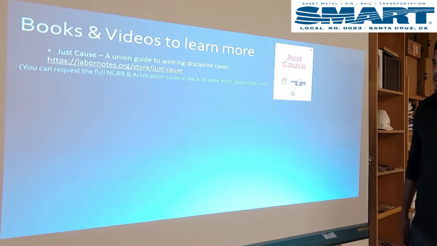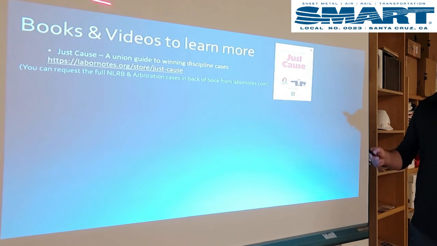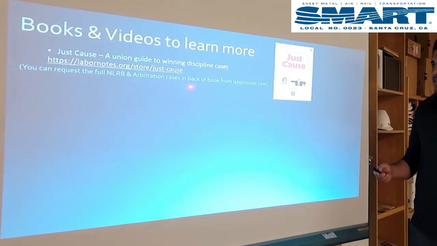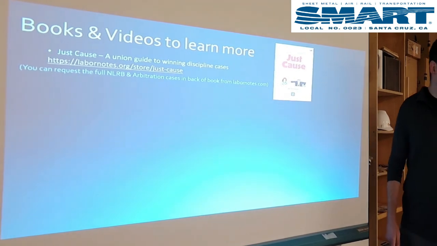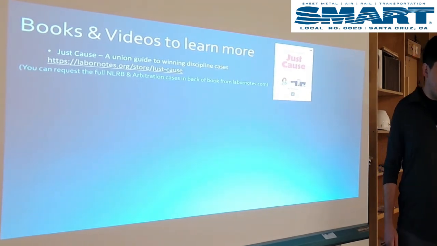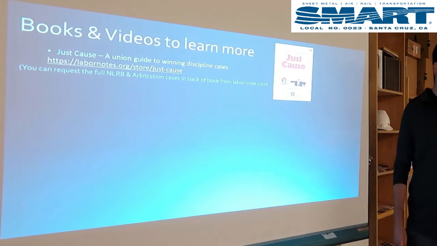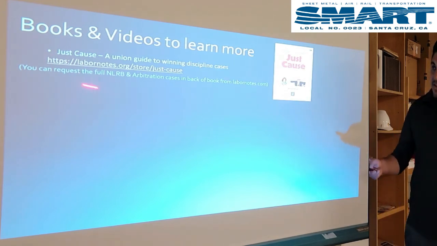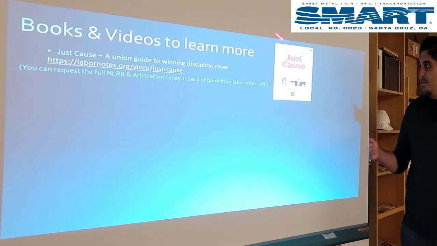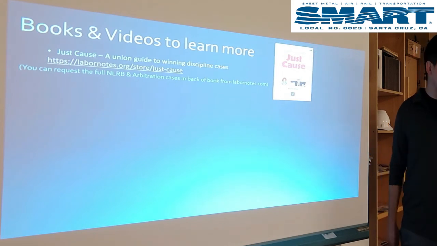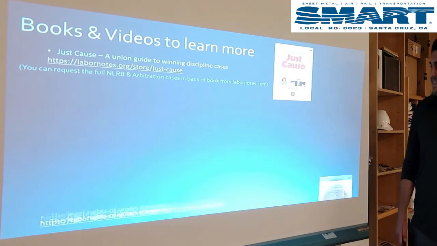So here are books and videos to learn more. Just Cause, a union guide to winning discipline cases. I provide the link right here. You can request the full NLRB and arbitration cases in the back of the book from Labor Notes, and they'll give you this information for free. This is a great book to learn more about how to represent members in disciplinary matters, or even just to learn about your own protections as a union member. And I would suggest going through this link, because you could purchase this book for 20 bucks through this link instead of 400 to 500 bucks on Amazon or eBay or whatever that price is.